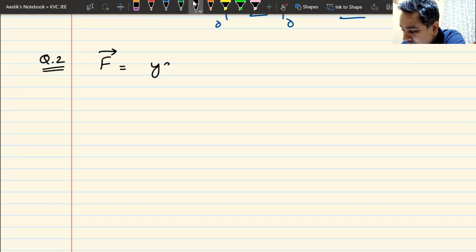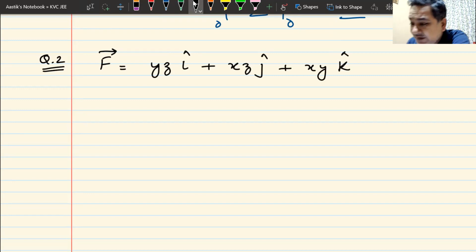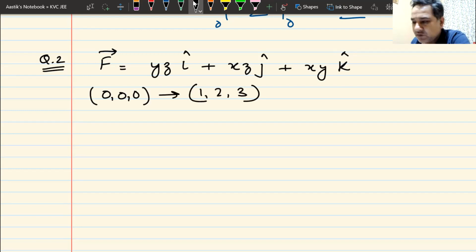Then comes the last question. And let us see who can do this. Now this is the question. Now I have a three-dimensional force. It looks quite terrifying. I have to find out the work done by this force from 0, 0, 0 to 1, 2, 3. Best of luck. How will you do this?